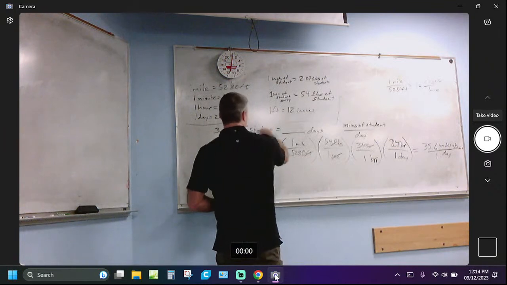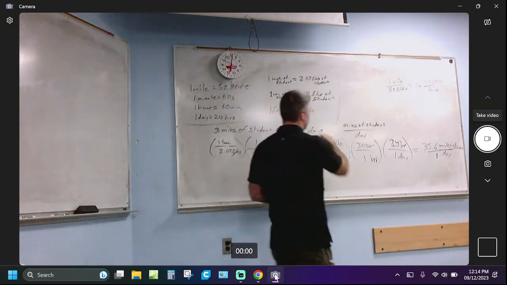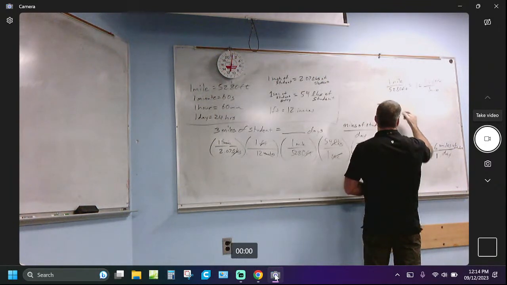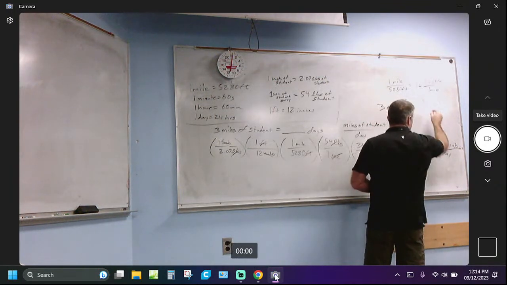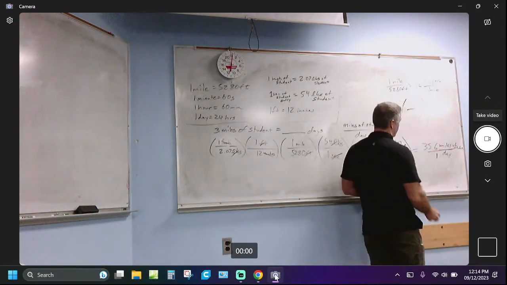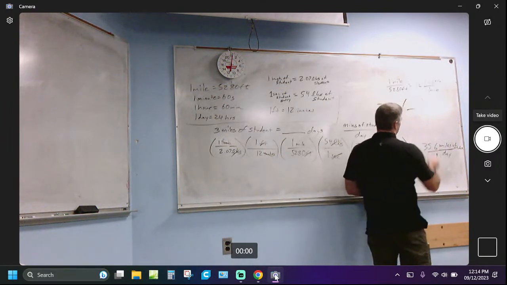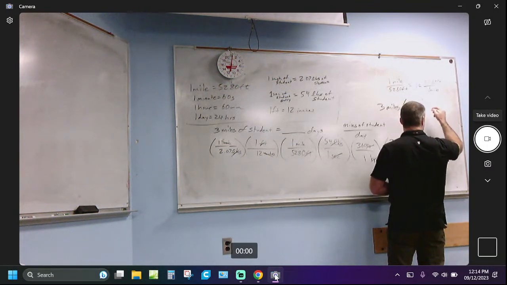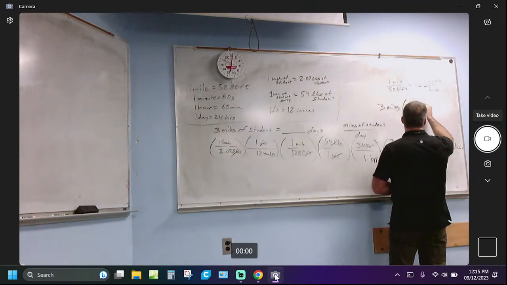And now I want to get this. I want to take 3 miles of student and I want to get days. So 3 miles. Do I multiply that by 35.6 over 1 or 1 over 35.6? 1 over 35.6. This is the miles of student, and this is day.